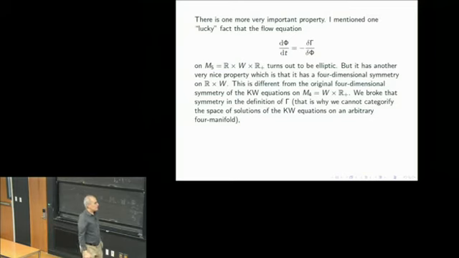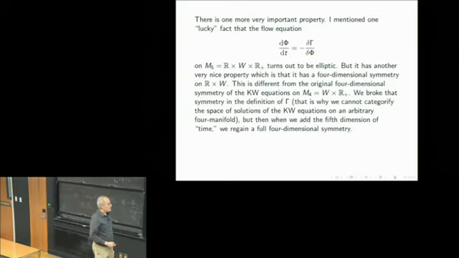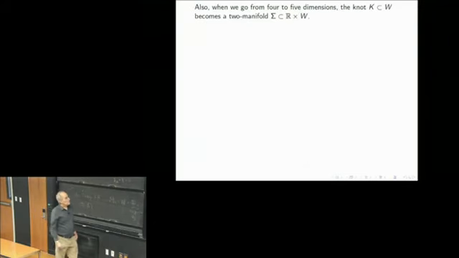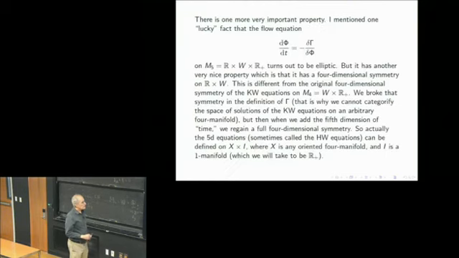But after breaking the 4-dimensional symmetry, we added a 5th dimension, and something funny happens, which is that there's a new 4-dimensional symmetry that relates W now not to R plus but to R. So actually the 5D equations, which are sometimes called the HW equations, can be defined on X times I, where X is any oriented 4 manifold and I is a 1 manifold, which for us will be R plus. So that's one thing that happens. We could generalize it from R times W, from a knot that lives in R times W to a knot that lives in a general oriented 4 manifold X.